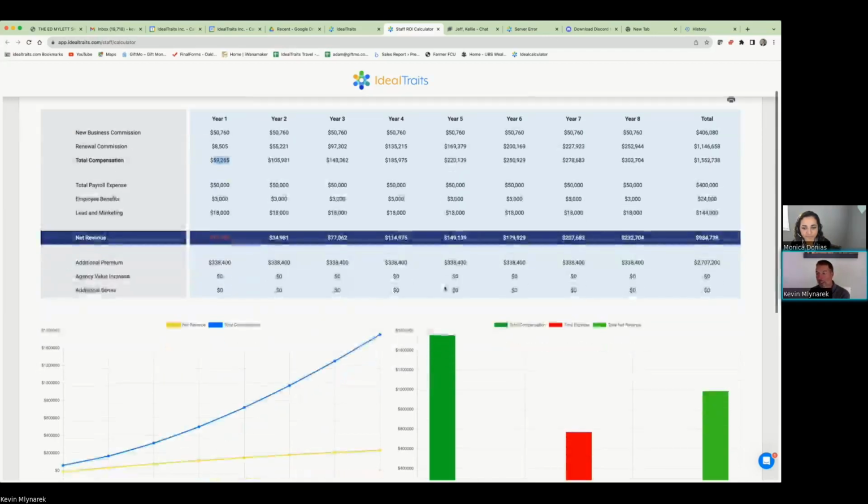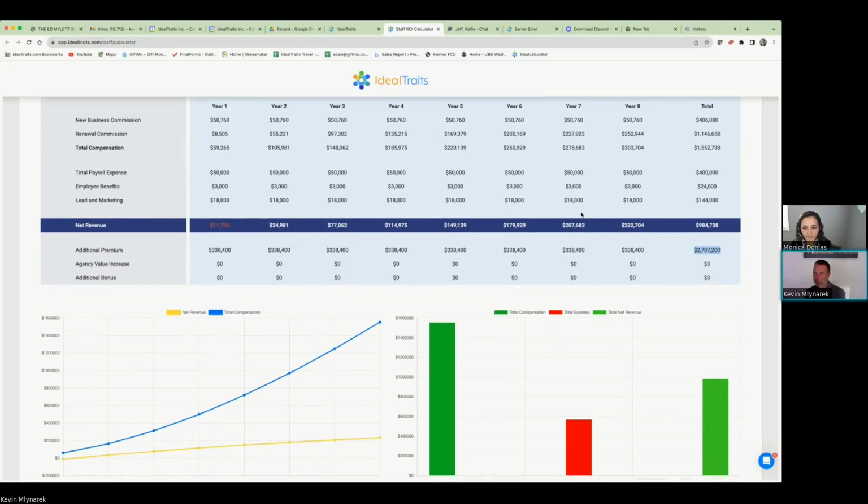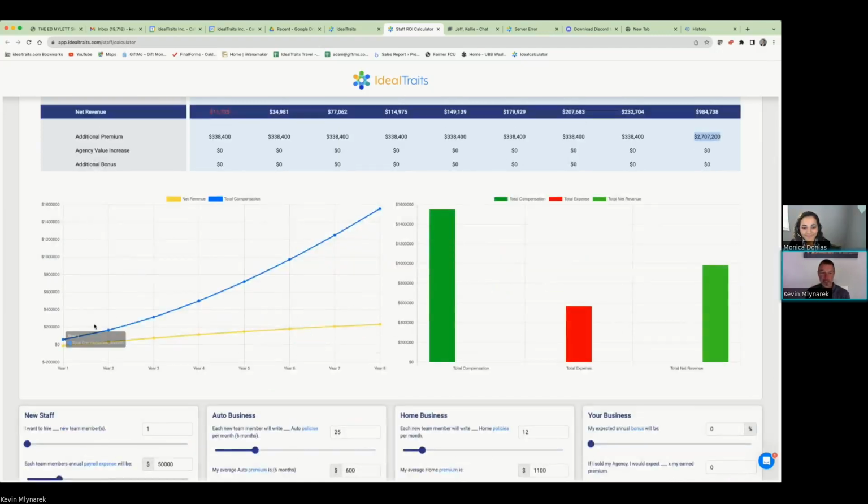Now you can see, and this is how much premium you would add to your book. So I want to stress to you that these are your numbers in your book. If you're having troubles or issues, we would strongly encourage you to give us a call so that we can talk you through it, so that we can have a discussion and help you through. This is just a line graph of your total compensation and your total net revenue. Over here, total comp, total expenses, total net revenue, $984,000.